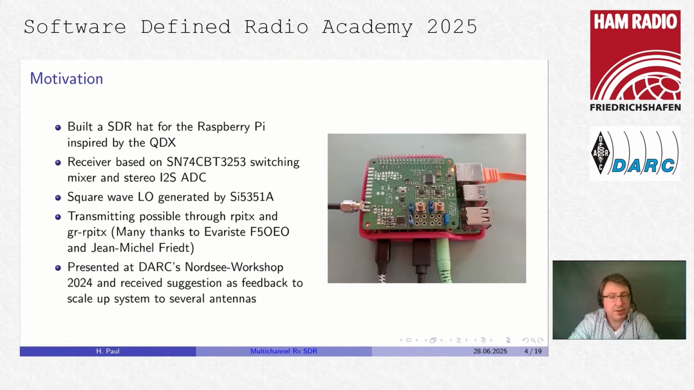And one fellow OM was asking, wouldn't it be possible to scale up the system to support several antennas and then do some receive beamforming, like with a traditional Foursquare antenna, but more in a, say, phased array software-defined way to do it. And I was really intrigued by this idea, and so I started researching possible components to implement this.